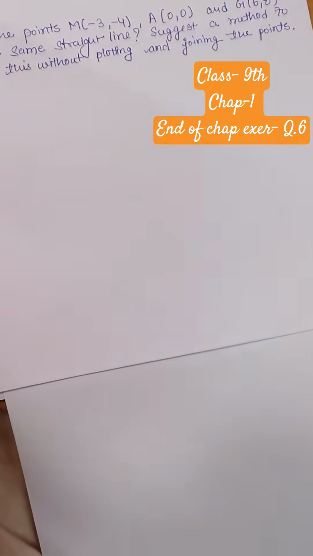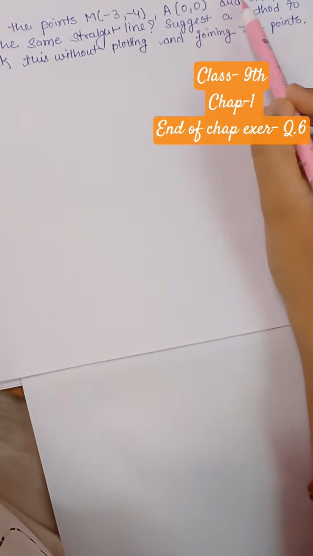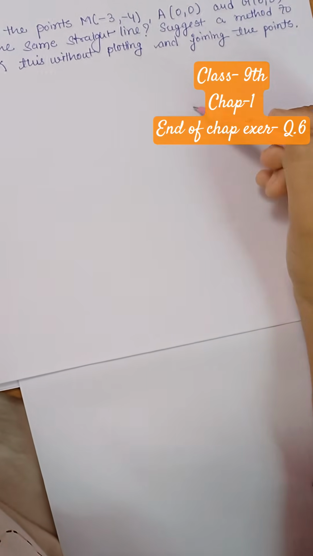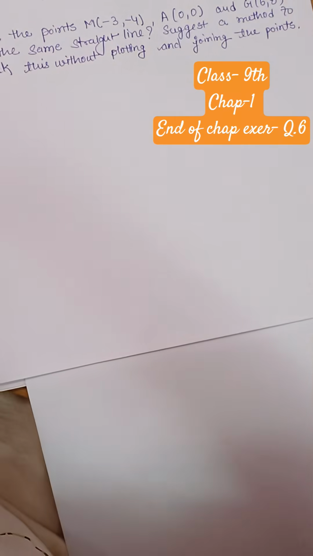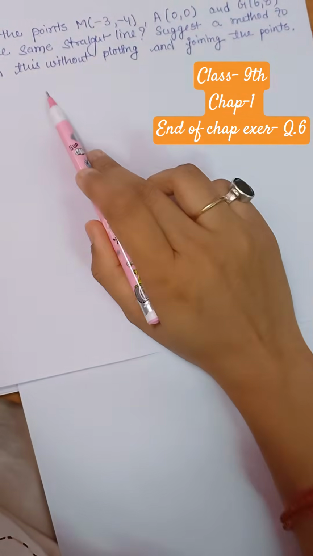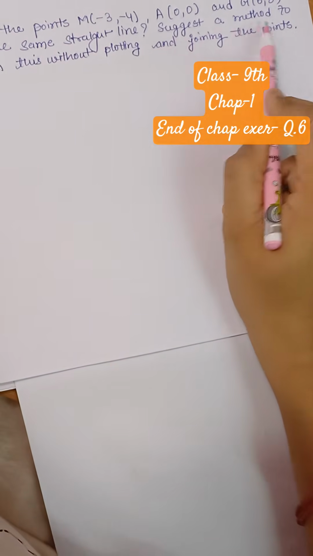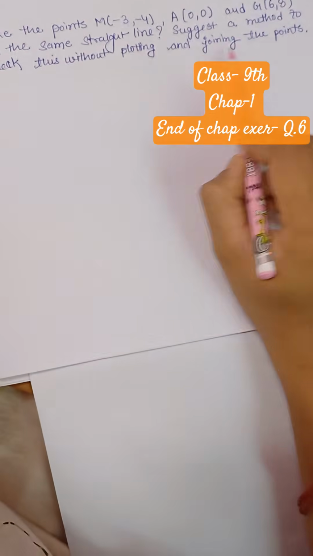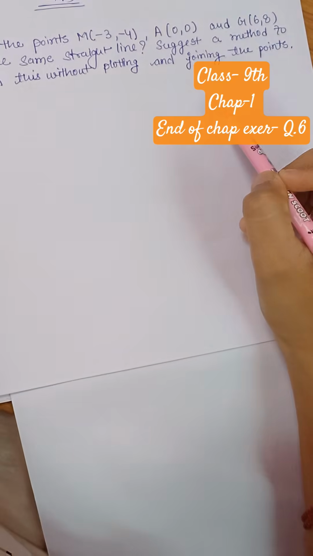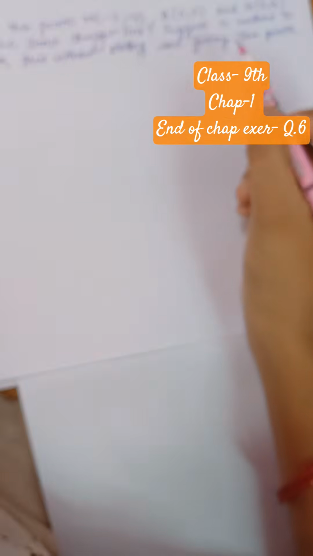So both ways the same method will be used, but as we have already been given the coordinates of these points, we can easily plot the points on the graph and join the points, and we'll get to know whether these 3 points are forming a straight line or not. But since plotting on the graph is not allowed here, it has already been mentioned, suggest a method to check this without plotting and joining the points. So without plotting on a graph, we'll have to check whether the points are collinear or lie on a straight line or not.